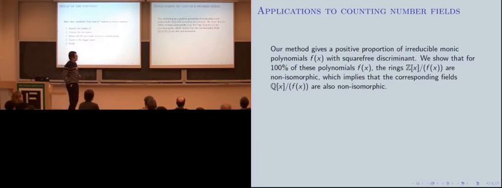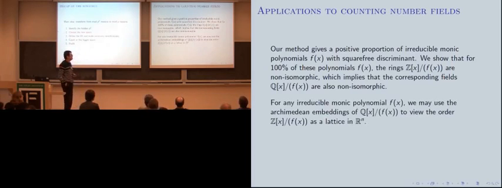Well, we're going to be looking at the rings generated by them, Z[x] mod f(x). We'll show that 100% of the time, these rings are distinct. If we also know they have square-free discriminant, then these rings in the ring of integers will tell you that the fields are also distinct. Should always talk about fields at the Fields Institute.